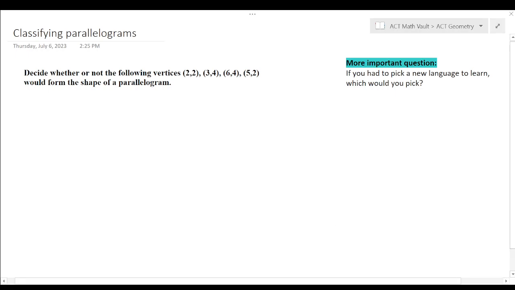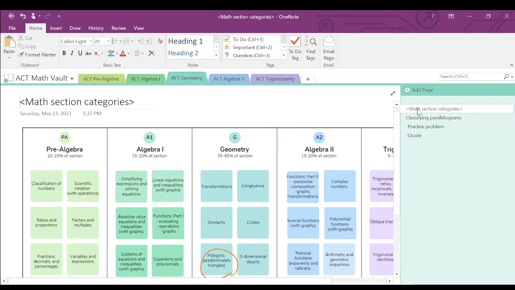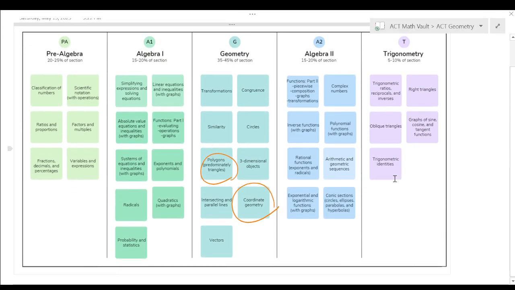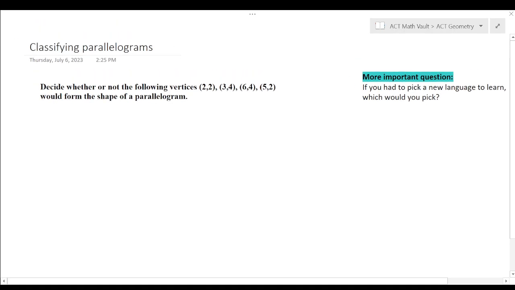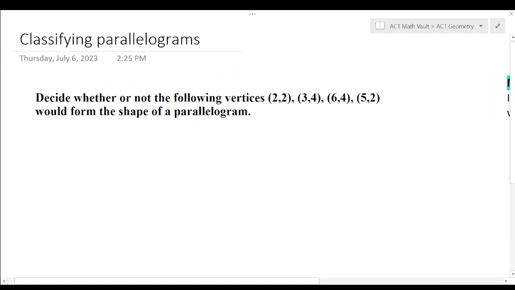So on the math section, this concept falls under geometry. It not only involves coordinate geometry, but also polygons on that coordinate plane. I've seen problems like this before. Sometimes they will ask you for one of the coordinates of the vertices. Other times you'll just have to classify the shape. So in this case, it's asking you, is this a parallelogram?